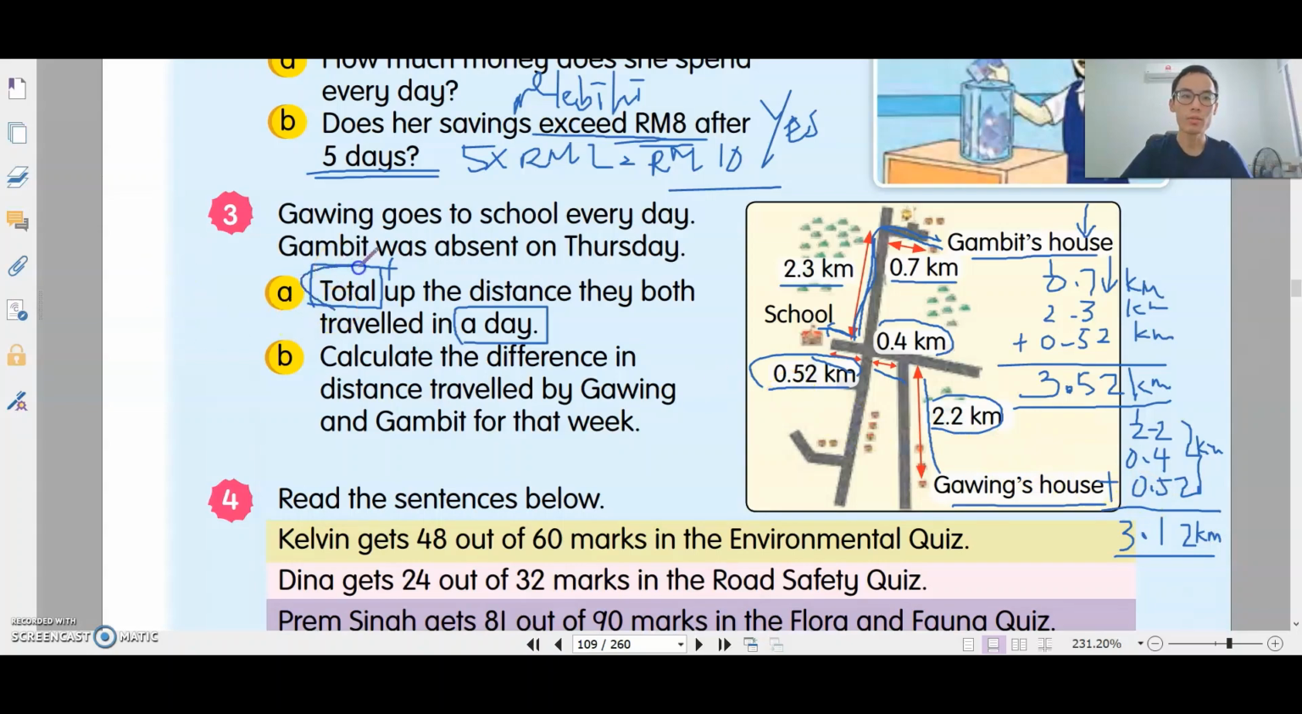So now you total up. So 3.52 plus 3.12. Remember your unit. 2 plus 2 is 4. 5 plus 1 is 6. 3 plus 3 is 6. So total is 6.64 km.